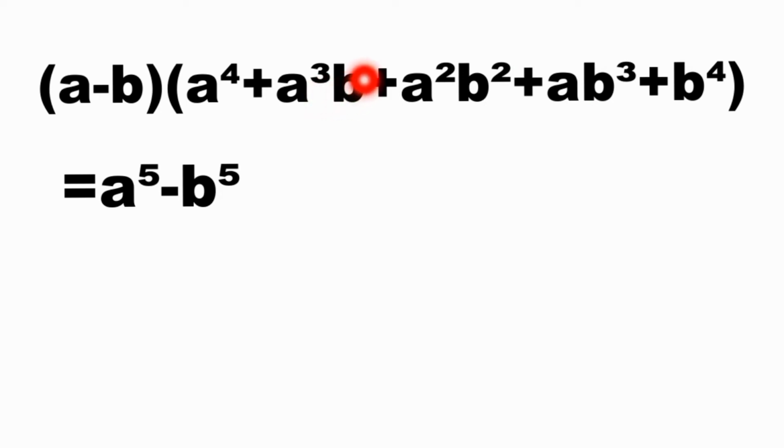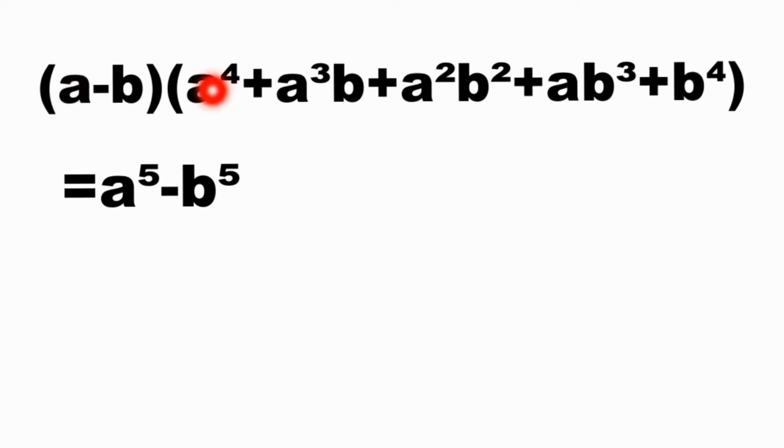You have here power 1, 2, cube, square, cube, and to the fourth. So the final answer is a to the fifth minus b to the fifth. You can shortcut this one or do it by multiplying.